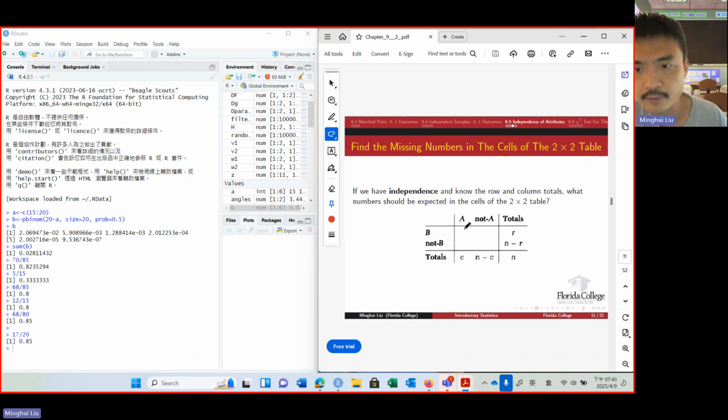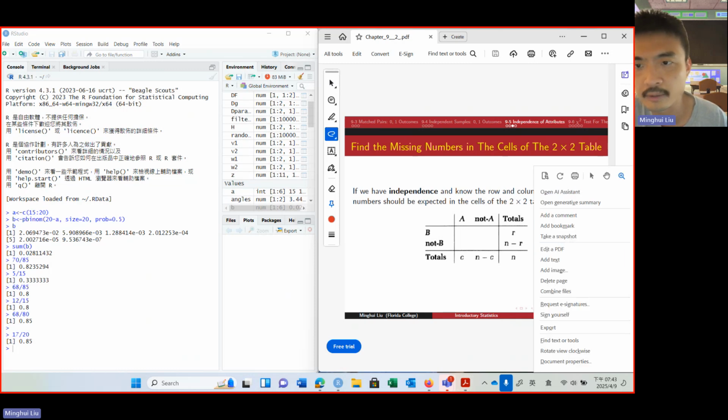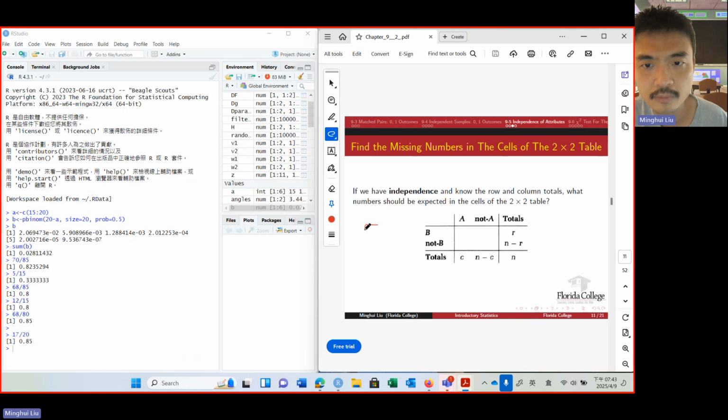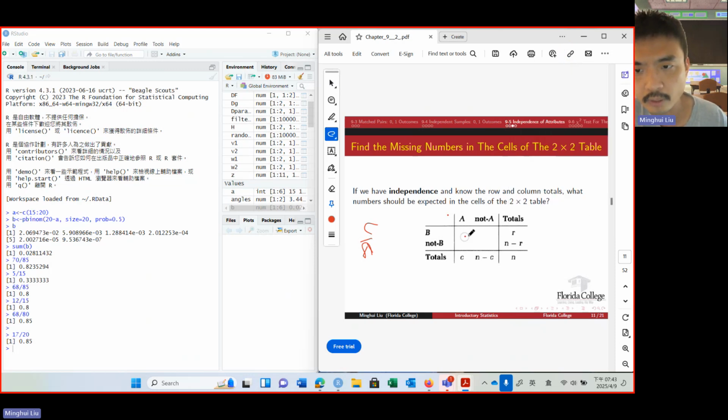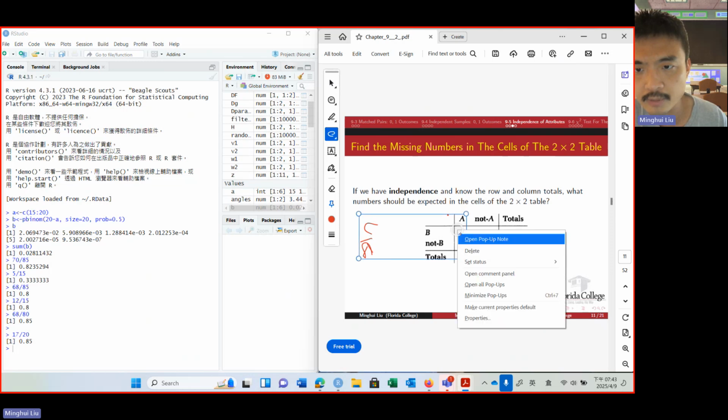So let's say for the first row, which is the B group, we want to find out how many people have A and how many people have not A. You see here, the total A's is C out of N. So here, the percentage of A should be C over N. So the first group should give you the probability right here. This missing number is, well, you have a total of R, so it should be R times C over N.